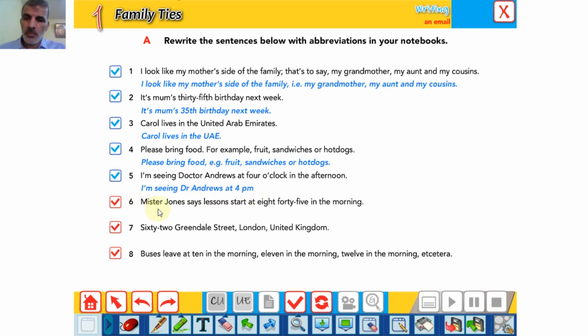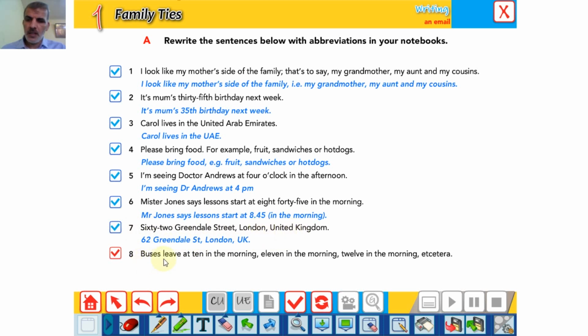Number 6, Mr. Jones said start at 8:45 in the morning. So my dear students, check this out. Mr. 8:45 in the morning. So instead of in the morning, we may use AM. Number 7, 62 Greendale Street, London, United Kingdom. Let's see the abbreviations used here. 62, ST instead of street, UK instead of United Kingdom.